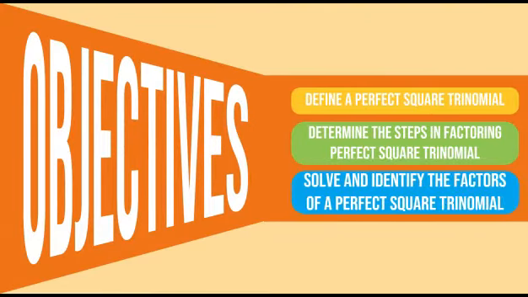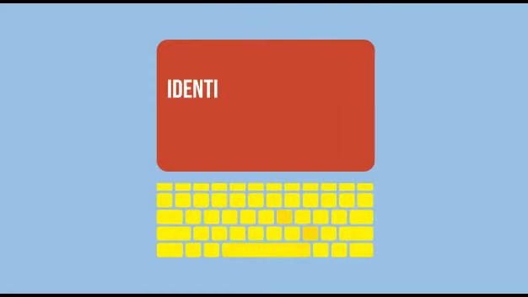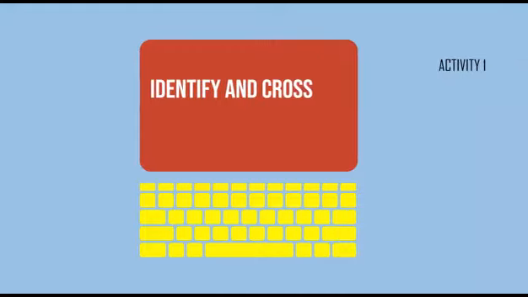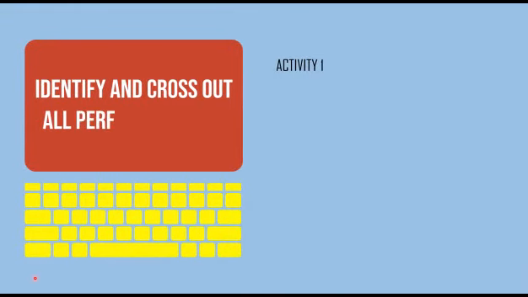For today's lesson, we are expected to define the perfect square trinomial, determine the steps in factoring perfect square trinomials, and solve and identify the factors of a perfect square trinomial. Before we begin the lesson, let us first have an activity. The instruction is to identify and cross out all perfect squares.